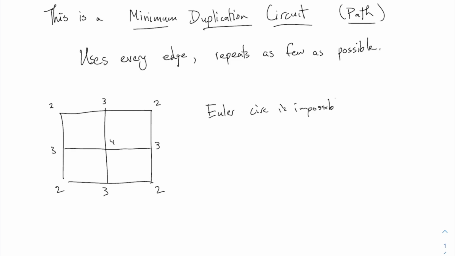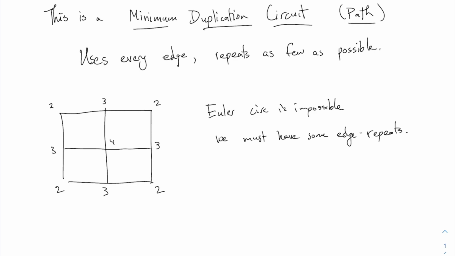That means that any kind of circuit must repeat some of the edges. If you're going to cover every edge, we must have some duplications. So we must have some edge repeats.